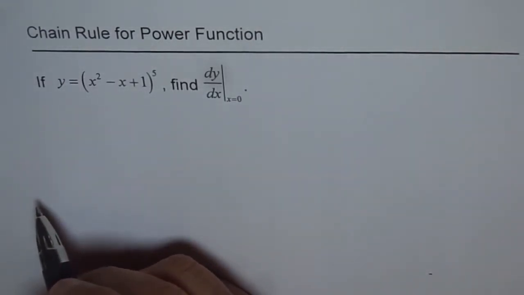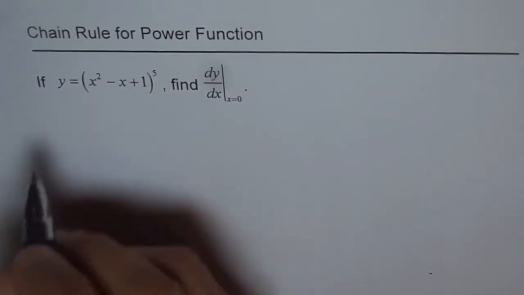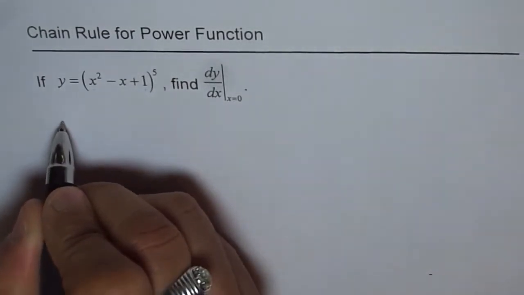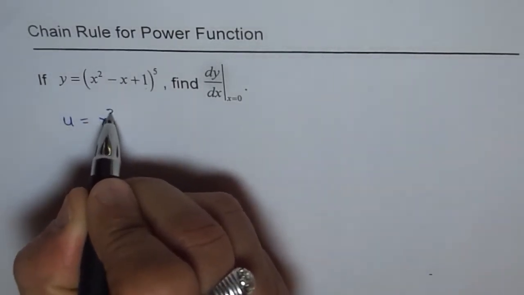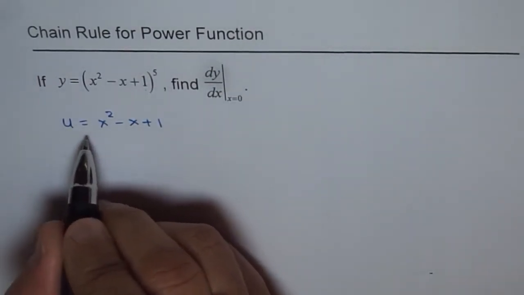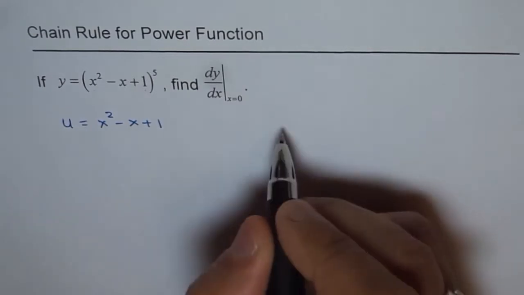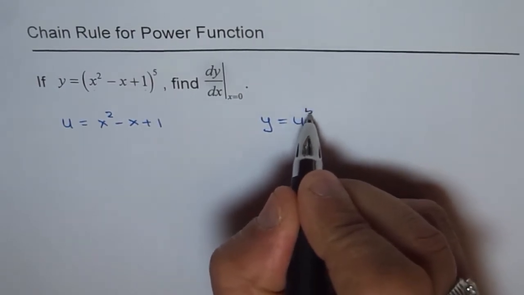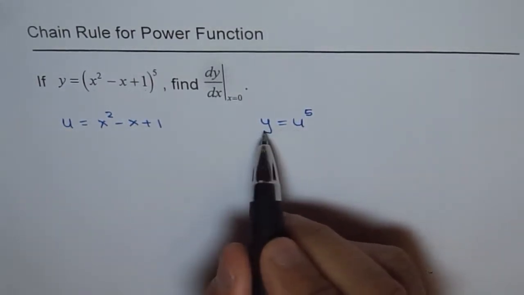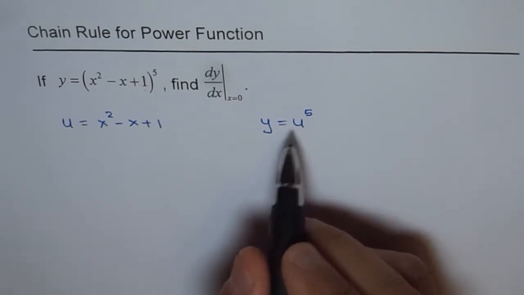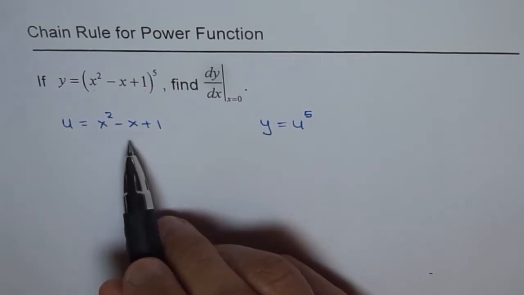So we'll see how to evaluate the derivative and how to see it as a chain function. Now, what we can do is substitute all this as another function. Let's say u equals x squared minus x plus 1. Do you see that? In that case, y will be equal to u to the power of 5. Now, it becomes a composite function. Do you see that? So y is a function of u and u is a function of x. That is how it is a composite function.